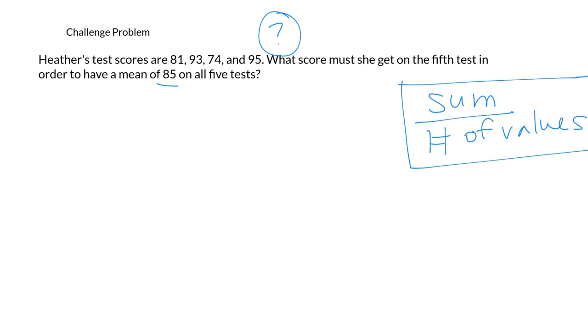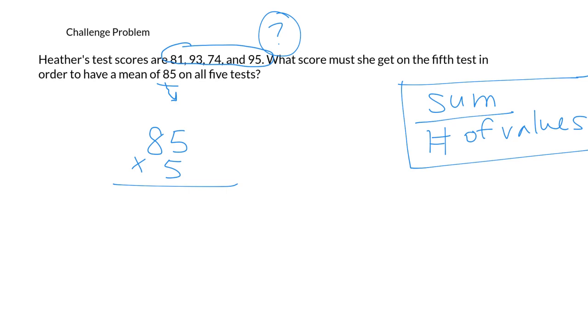Now that tells me we need to work backwards. We want to find a number that added to these will give us a sum that divided by 5 equals 85. Now I'm going to work backwards here, and instead I'm going to find what that number is first. So I'm going to multiply 85 times 5. And what that should do is give us our sum of all of Heather's tests. Then from there, we can work backwards and subtract and figure out what number she has to get on that 5th test. I'm going to start here by using the standard algorithm.